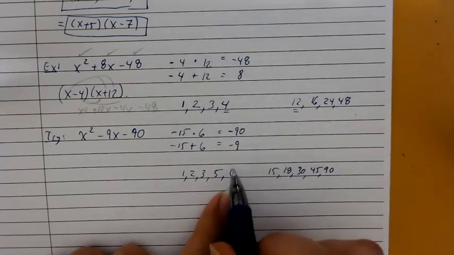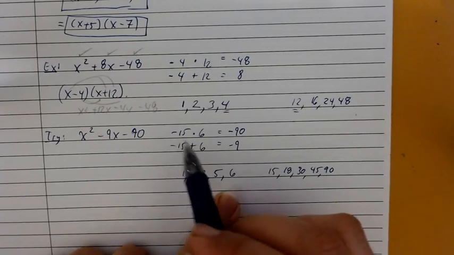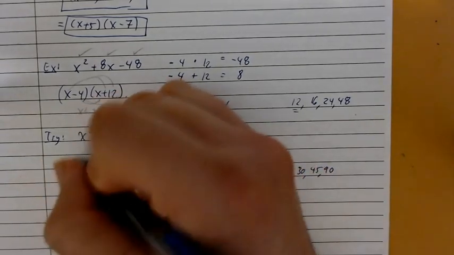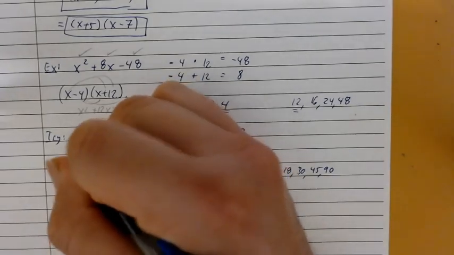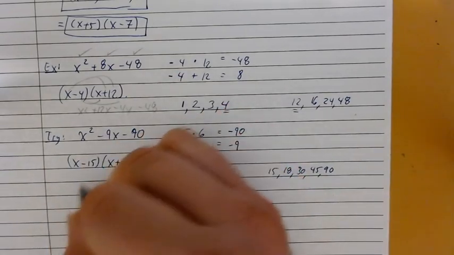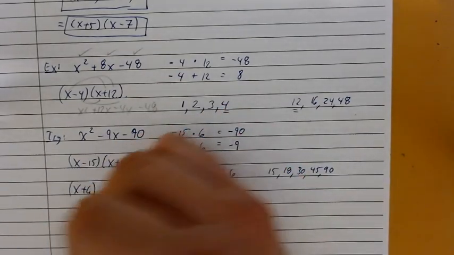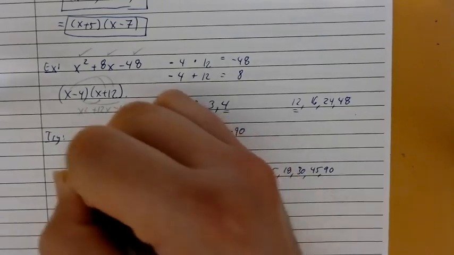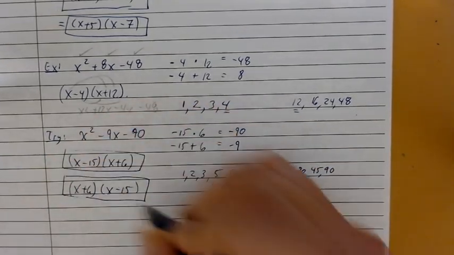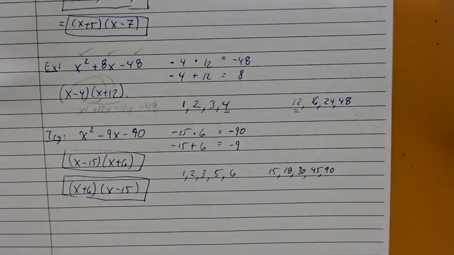And negative 15 plus 6, keeping the sign of the number with the greater absolute value, is going to be negative 9. So my two numbers give me x minus 15 and x plus 6. Or again, if you wrote x plus 6 first and then x minus 15, either of these is the correct answer. Anything different than either of these would be incorrect.